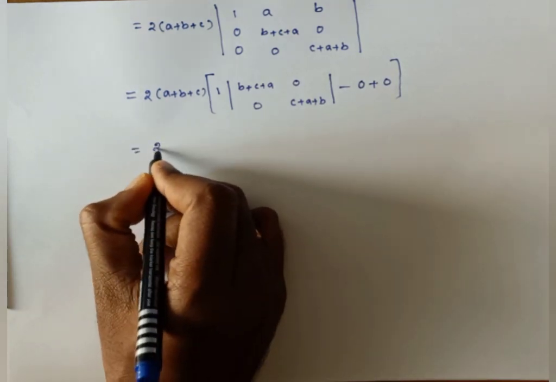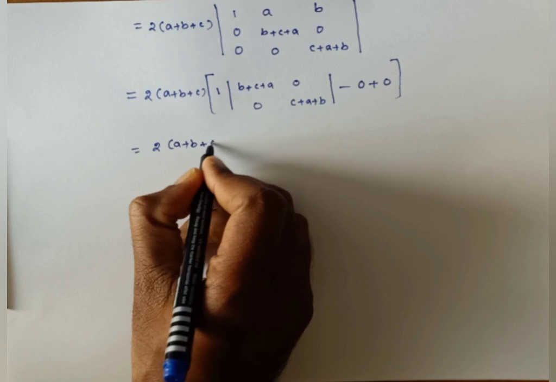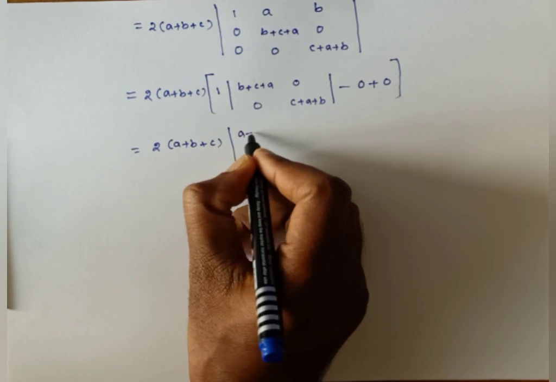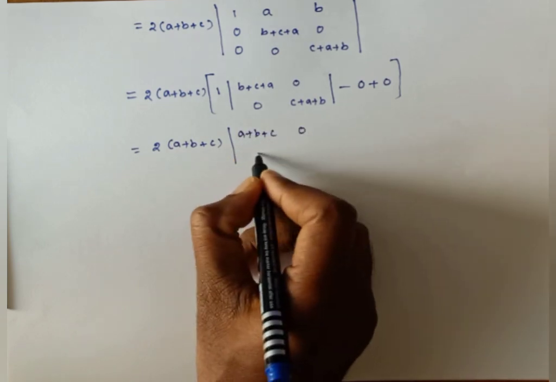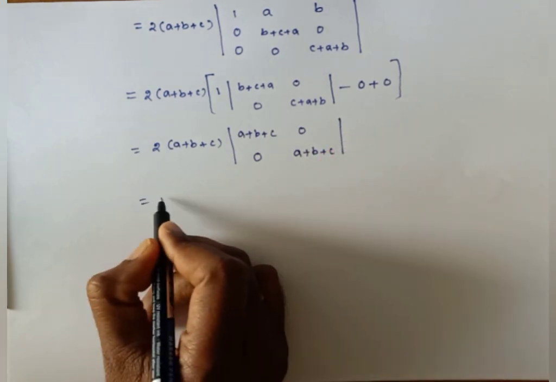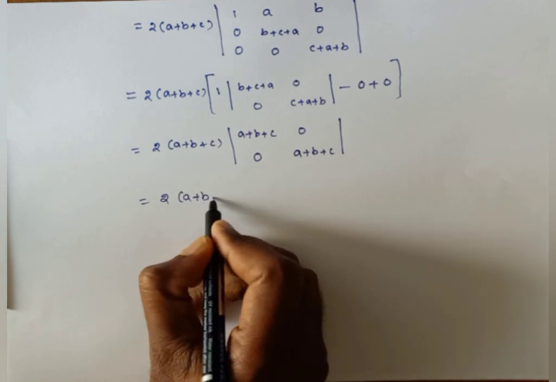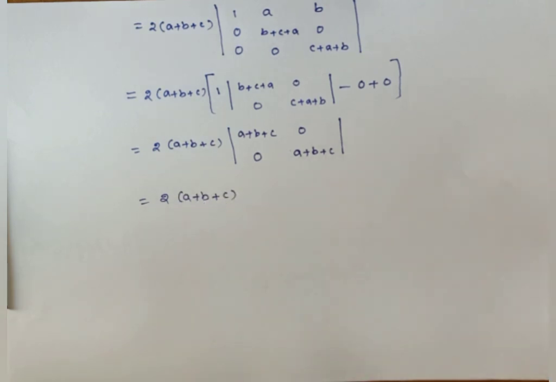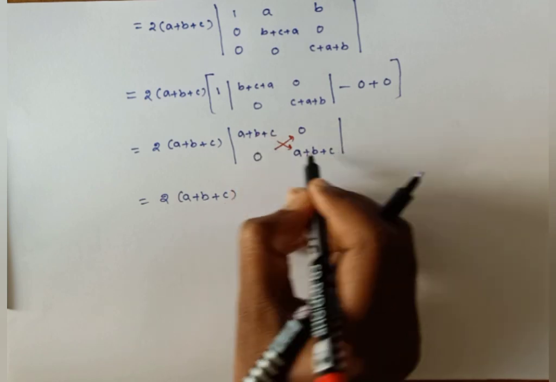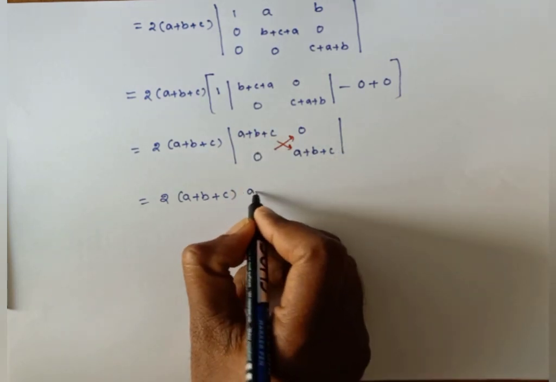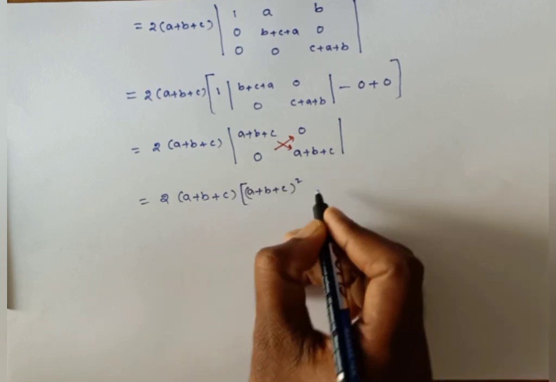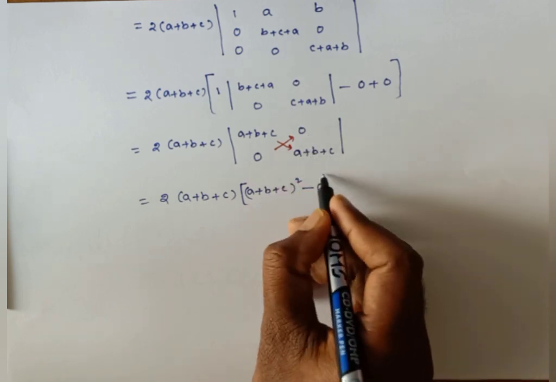So this is 2 times (A plus B plus C) into the determinant of, B plus C plus A means it is A plus B plus C, 0, 0, and it is A plus B plus C. Now we can apply the 2 by 2 determinant, so it is AD minus BC. Here this into this, that is (A plus B plus C) into (A plus B plus C), that is (A plus B plus C) whole square, minus 0 into 0, 0.